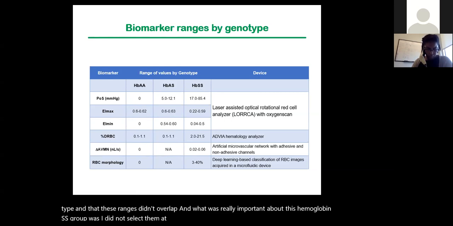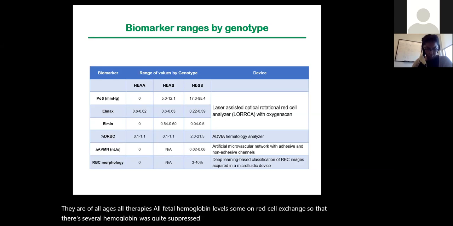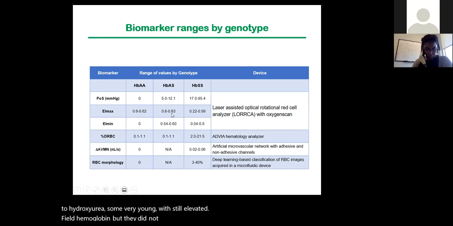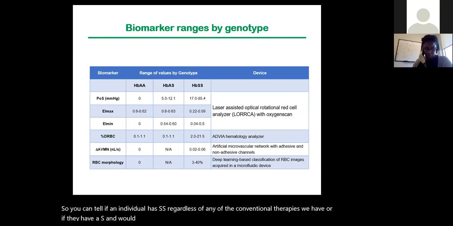They are of all ages, all therapies, all fetal hemoglobin levels, some on red cell exchange so that their sickle hemoglobin was quite suppressed, some with excellent fetal hemoglobin response to hydroxyurea, some very young with still elevated fetal hemoglobin, but they did not overlap at all in these biomarkers with a trait individual. So you can tell if an individual has SS regardless of any of the conventional therapies we have, or if they have AS. And what I proposed was that we set the cure to be a red cell population that is functionally in the AS range, in the trait range, because we know that's a generally asymptomatic carrier state.